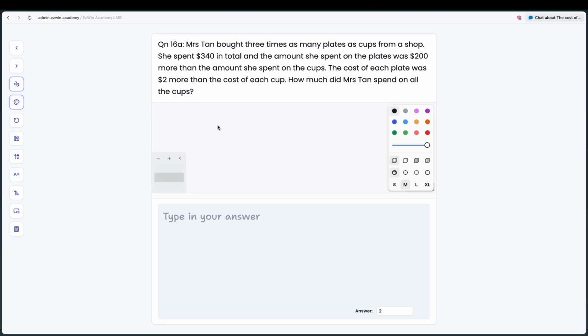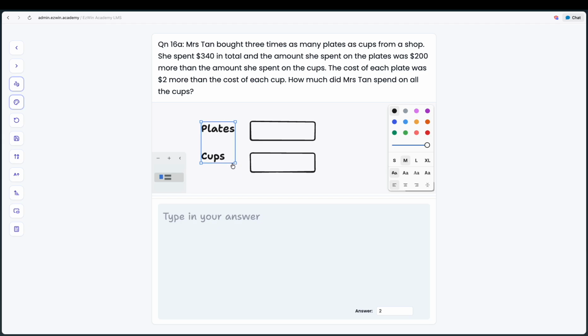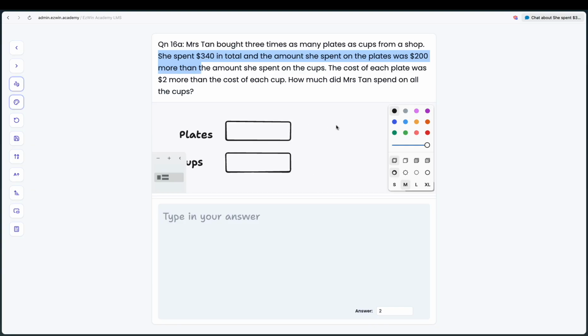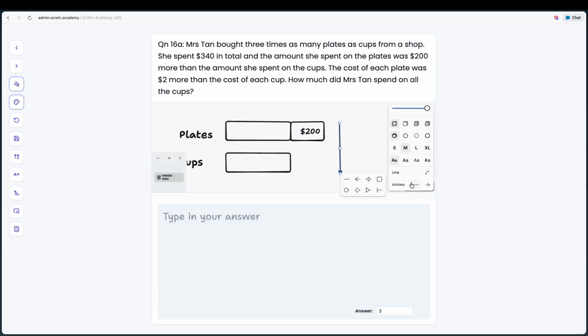Okay, for this we can draw a pretty straightforward model. So we have here plates and cups. So she spent $340 in total, and the amount she spent on the plates was $200 more than on the cups. So the plates over here is $200 more. So I'm just going to put here $200 more. And then the total over here is 340.